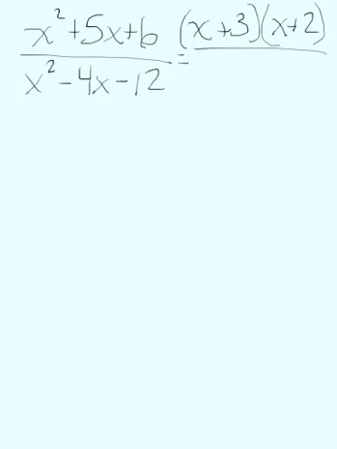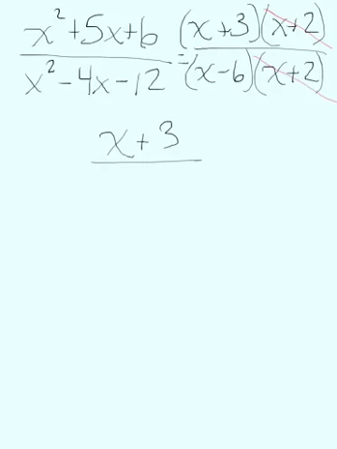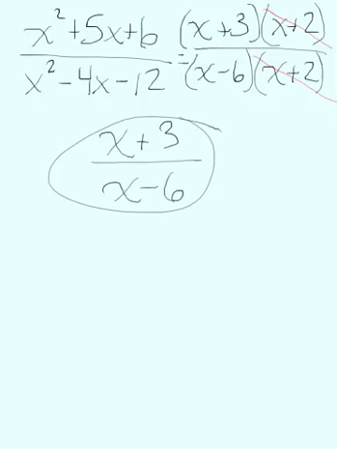The bottom would factor into (x minus 6)(x plus 2), because negative 6 times 2 gives me that negative 12. Negative 6 plus 2 is negative 4. Now we can cancel. We're left with an answer of (x plus 3) over (x minus 6). This would be our simplified answer. The x's do not cancel because they're like whole terms.